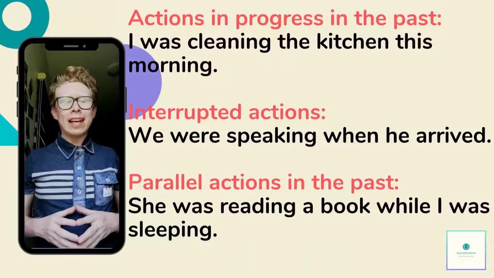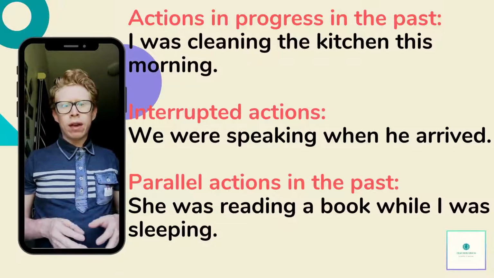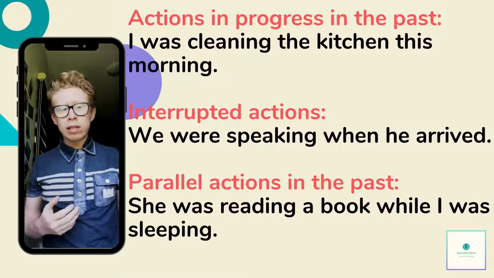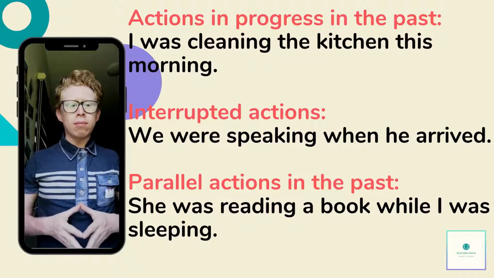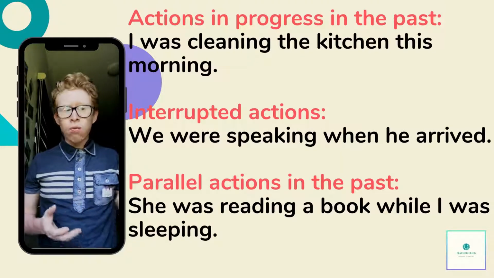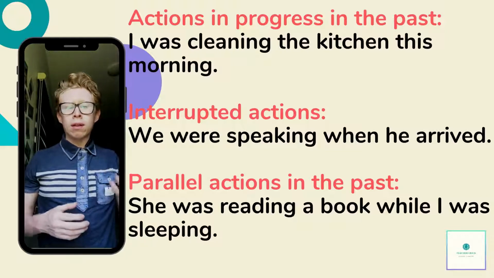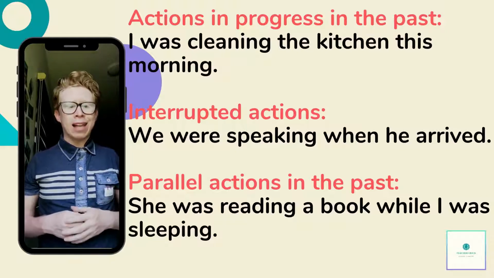First of all, let's take a look at the uses of the past continuous. We have here three uses. The first one is actions in progress in the past, to describe actions that were occurring in a specific moment in the past. For example, I was cleaning the kitchen this morning. This action was in progress in a specific time in the past.